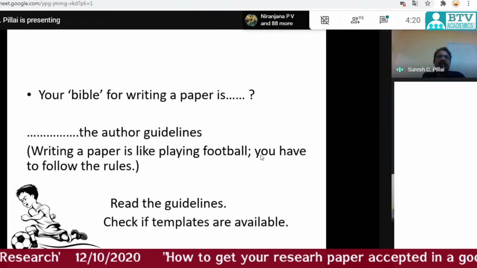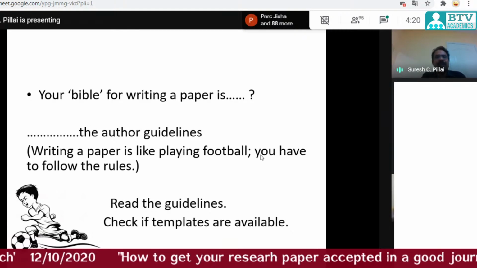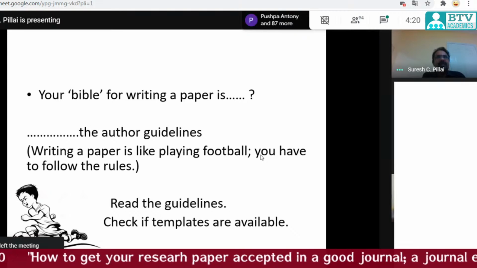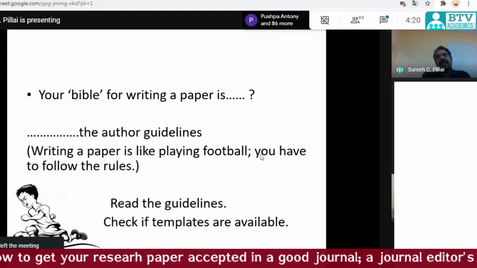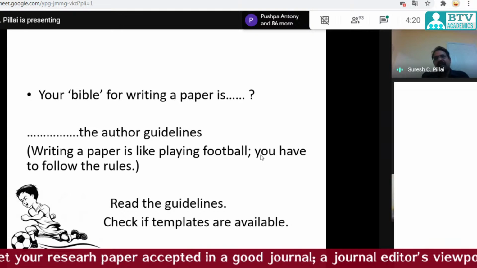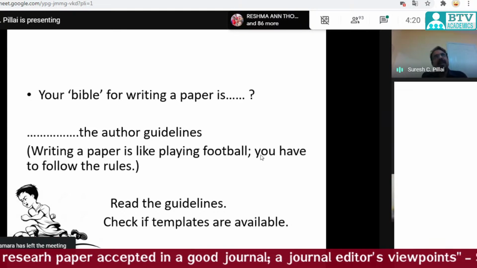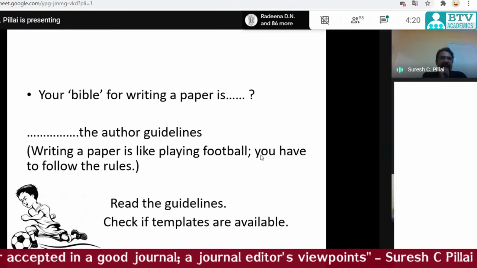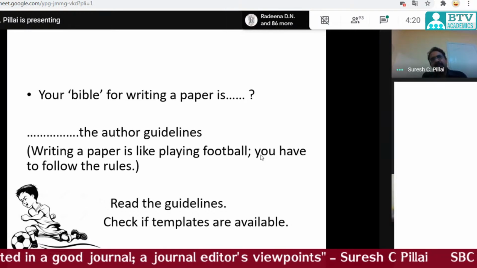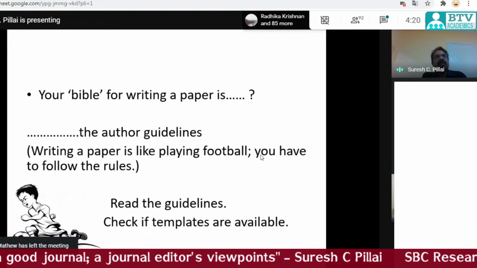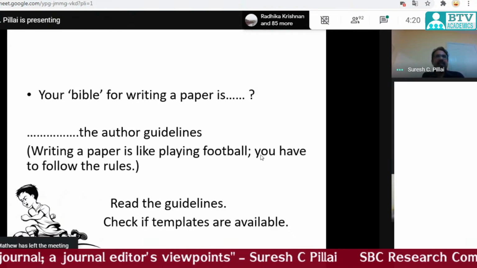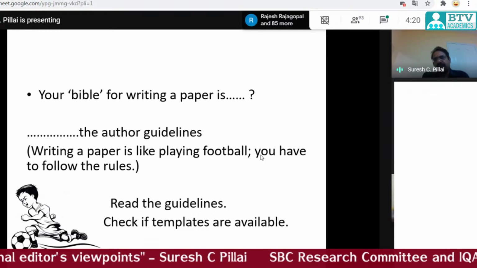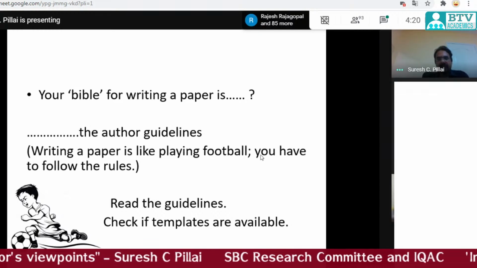So the author guidelines are very, very important. Writing a paper is like playing football. You have to follow the rules. If it's not following the guidelines, it will be returned. So read the guidelines first and check if templates are available. In most journals, they have templates. For example, if you are publishing with RSC, ACS, or Institute of Physics, they all have different types of templates available. If you Google it, you can find it.